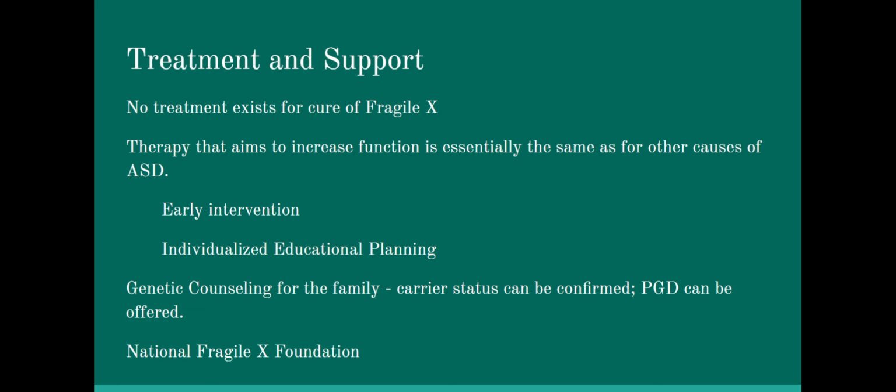We have early intervention, as always, individualized educational planning. Genetic counseling absolutely should be offered. So anybody with a family history of autism should be offered genetic counseling. Anybody with infertility, particularly those females who are having ovarian insufficiency, should be offered genetic testing for Fragile X. And from there, carrier status can be confirmed. Risk can be discussed. We can offer pre-implantation genetic diagnosis for a family who would like to have another child, or even if it's a first child, but they have this family history. And people can be referred to National Fragile X Foundation.